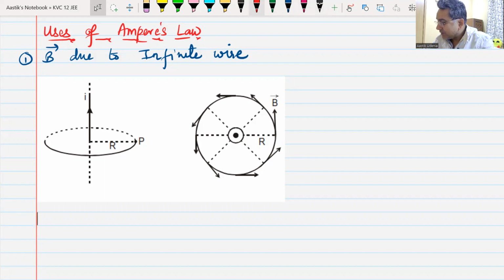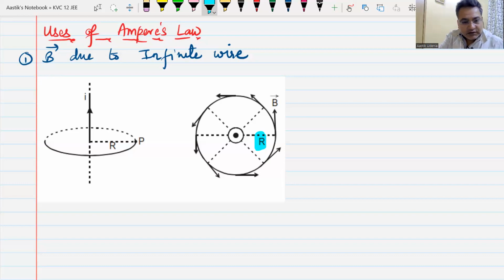Yes, sir. We have to find out the magnetic field at a distance r, and you can understand that by the symmetry of the figure, the magnetic field is going to move in a circular path. Yes or no? At all the points on this circular path, the magnetic field is going to be same. Yes or no?